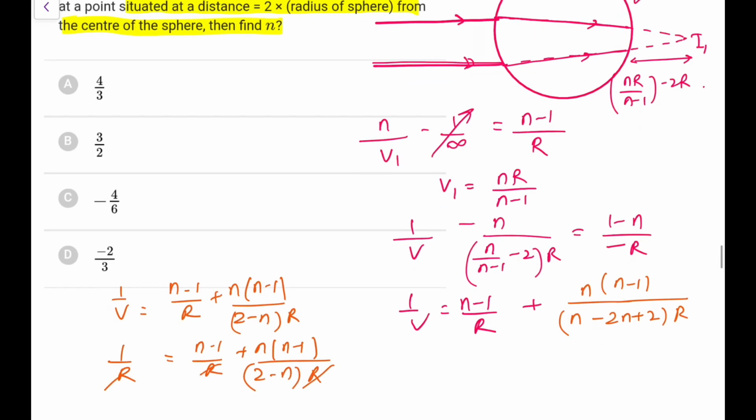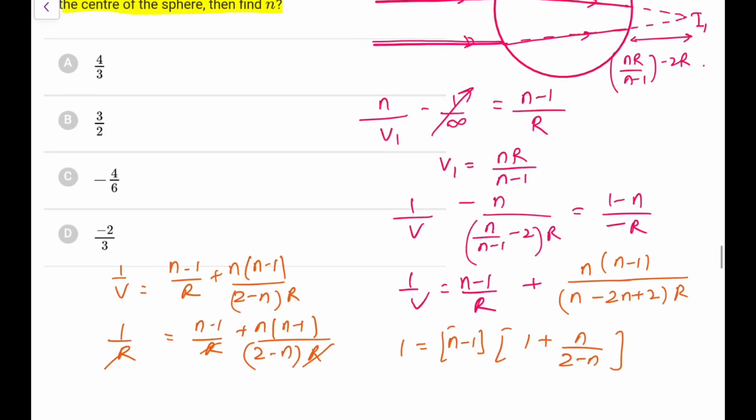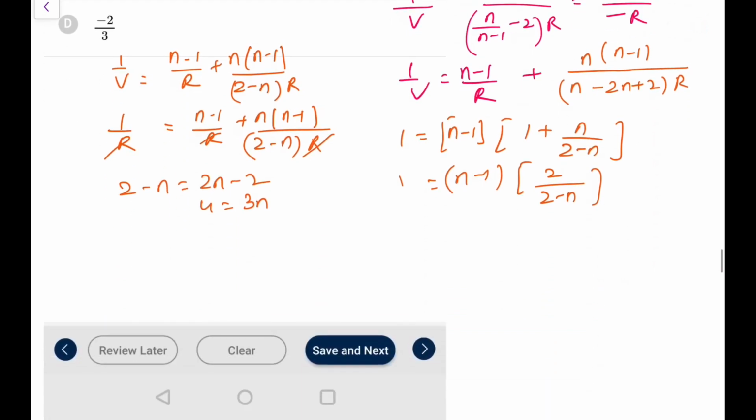So what we have, 1 is equal to n minus 1, I can take as common, it is equal to 1 plus n upon 2 minus n. Take the LCM, n minus 1, this would be 2 minus n, so 2 it will become upon 2 minus n. So it is easy now. 2 minus n is 2n minus 2. So 2 and 2, 4, 4 is equal to 3n, so n is equal to 4 by 3. So nice question, do it carefully and you will get the answer.